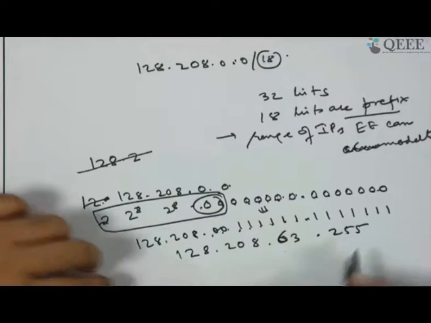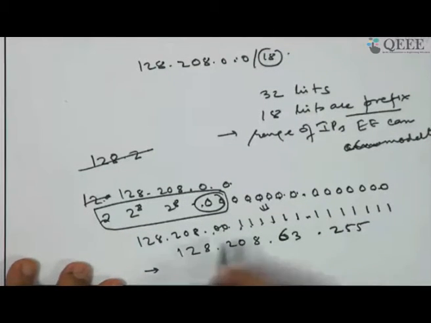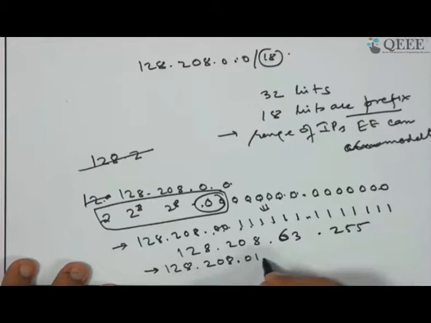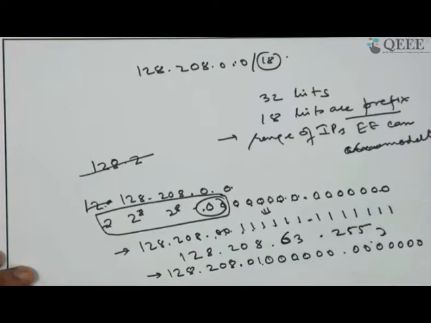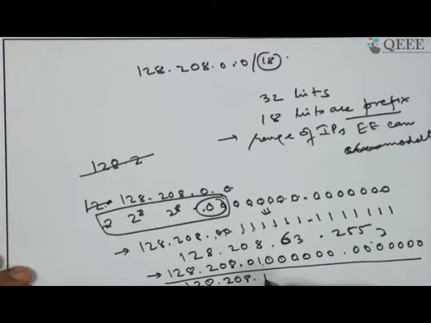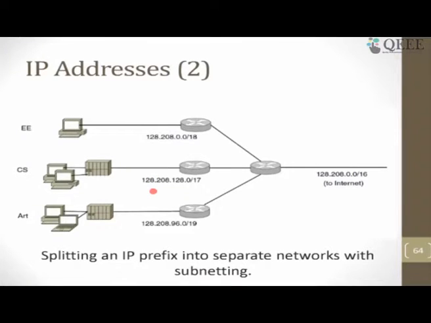Okay. So what would be the next address? Exactly the next address after this? It is 128.208.64.0, all zeros. This is the exact next address from this. If you think carefully, the exact next address is from this. And what is this? Tell me. 128.208.128.0.